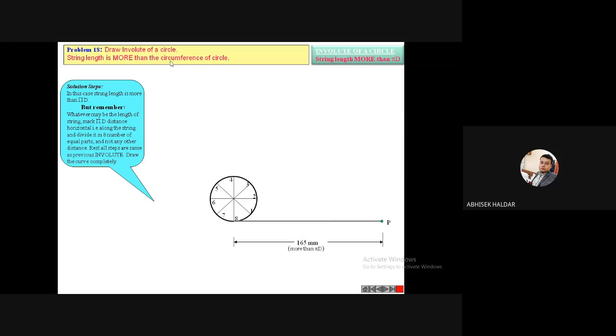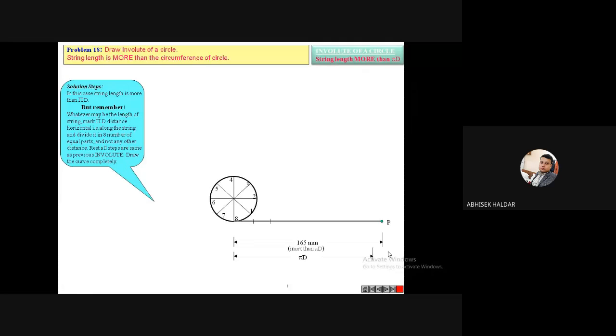Here the dimensions are not given in the problem, but whenever you see your assignment problem, you can find all the dimensions are given, so you can calculate pi d. And the string length is also given, so you can check whether my string length is greater than or less than pi d. So here you can see 165 millimeter is the string length, which is more than pi d. That is clearly written. So first you take the string length, then you take pi d on the same line. So two different lengths, but here in the problem it is given that the string length is more than pi d, so obviously the string length is higher. P is the end point of the string, that you can see.